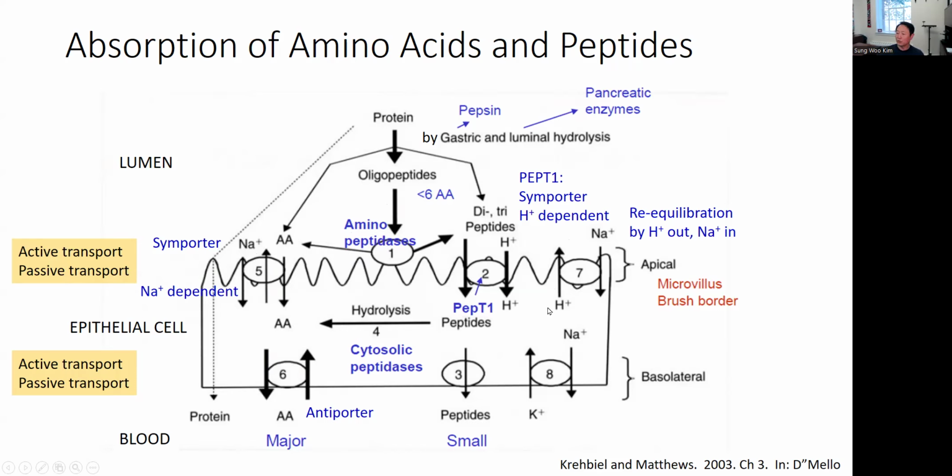Okay? So this is the kind of overview of how it is organized here. Amino acids, dipeptides, and tripeptides will be absorbed. Okay? And those are energy spending or not. And there are many different types of systems or SLC involved. Okay?